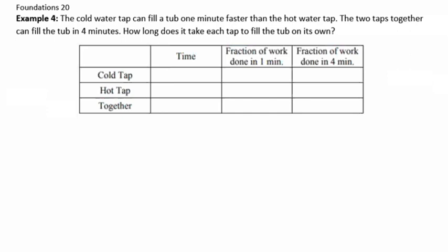Example 4, 7.8. The cold water tap can fill a tub 1 minute faster than the hot water tap. The two taps together can fill the tub in 4 minutes. How long does it take each tap to fill the tub on its own?